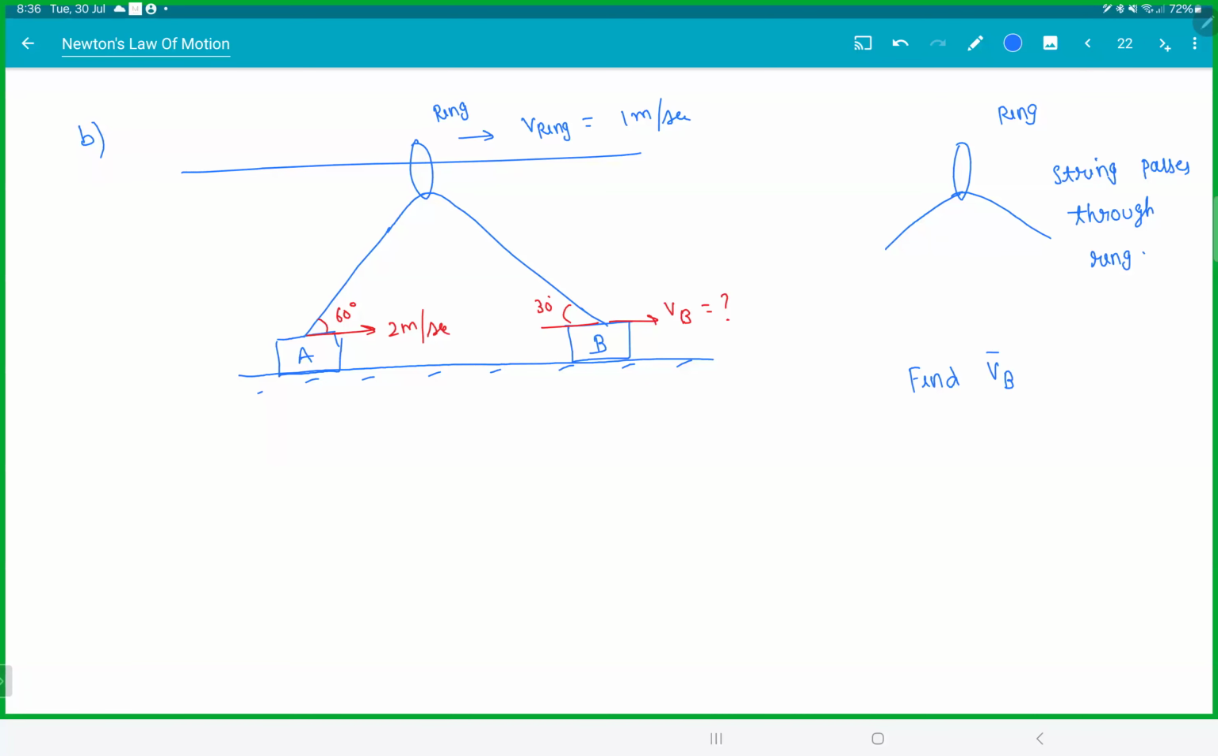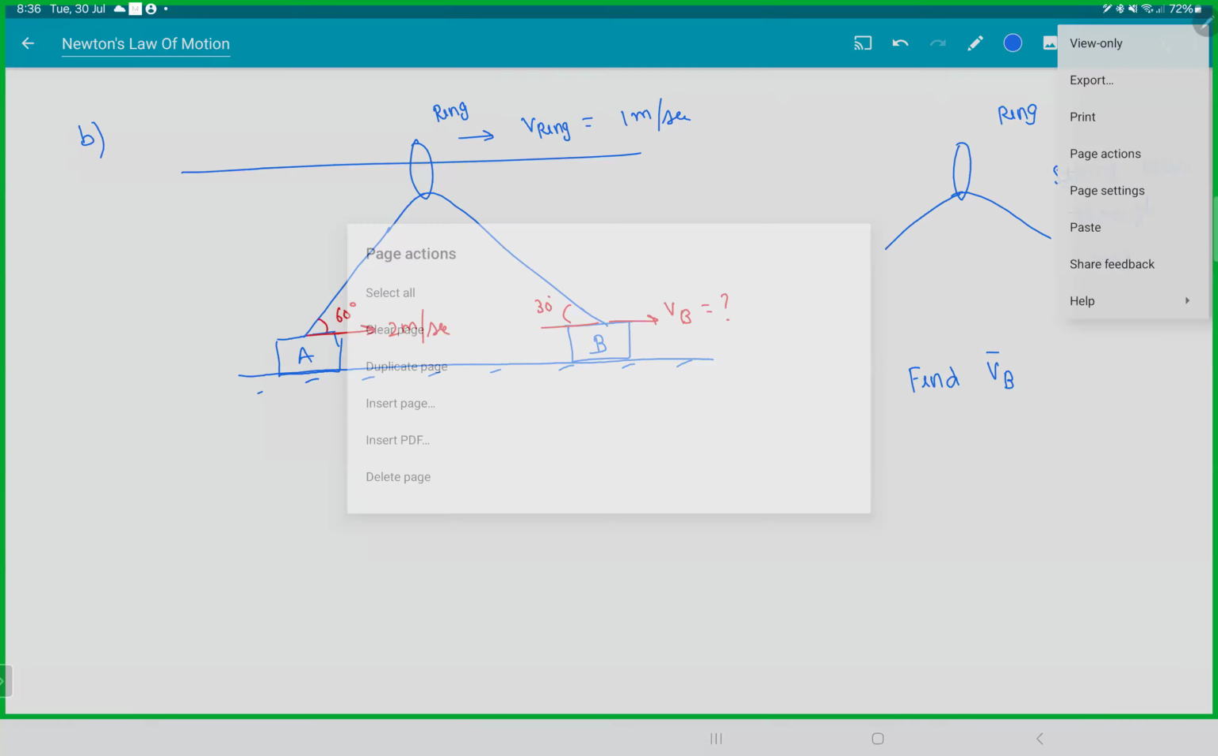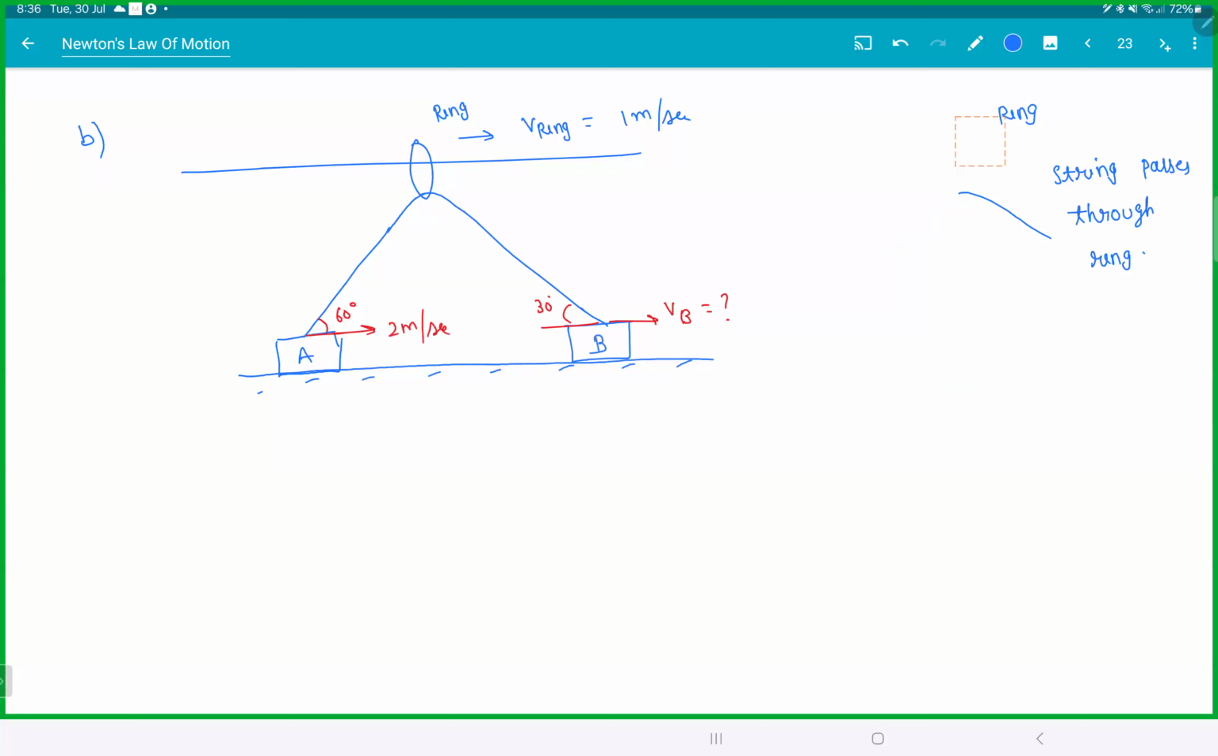How do we do? Again, the idea is the same. See what we do now. Let's take tension T, tension T, tension T. So just divide tension into components. So if this is 60, this is also 60.